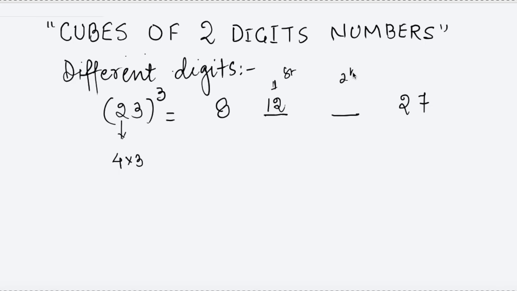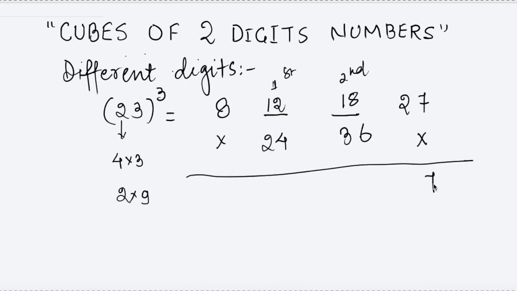The second number here, take the square of the second number, so that gives me 9, multiply it with the first number, so 9 into 2 is how much? 18. So now, as I know, I leave the first and the last digit, and I take double of the 2 middle numbers. So I write here 27, so 7, I take 2 as carryover.